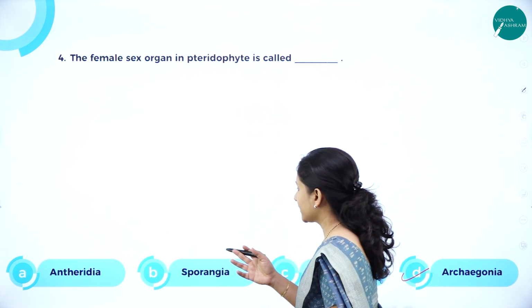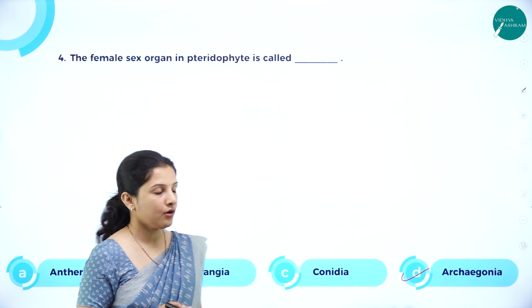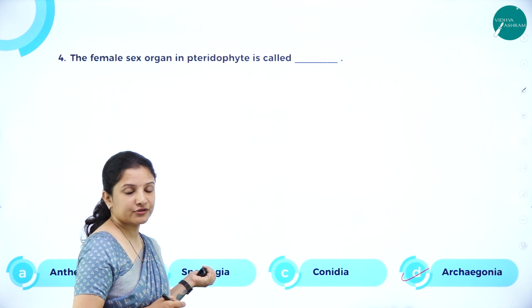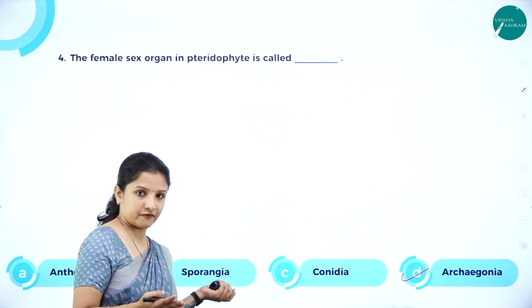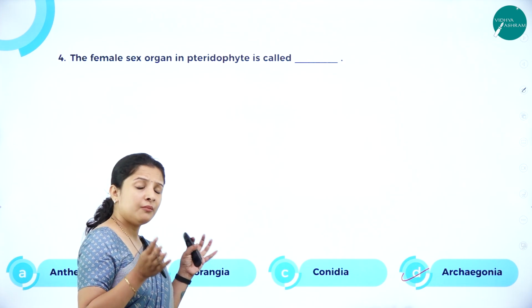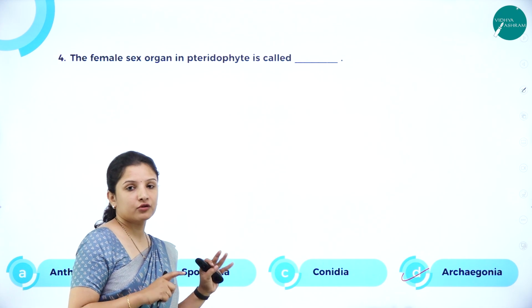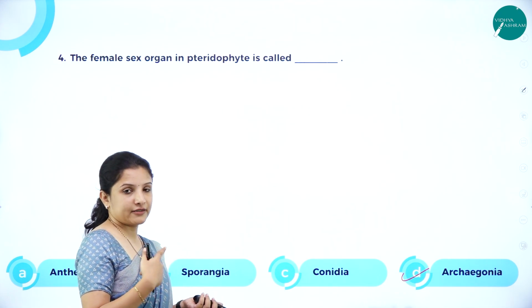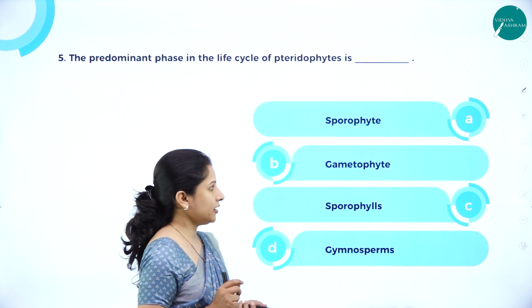Is it antheridia? No, because antheridia is the male sex organ. Is it sporangia? No, because sporangia are the ones that produce the spores. It is neither the male sex organ nor the female sex organ, but they are just the organs that produce spores. And conidia, no, because conidia you find them in fungi. You don't find them in bryophytes or plant kingdom. Under plant kingdom, it doesn't come. So therefore, answer is archegonia.